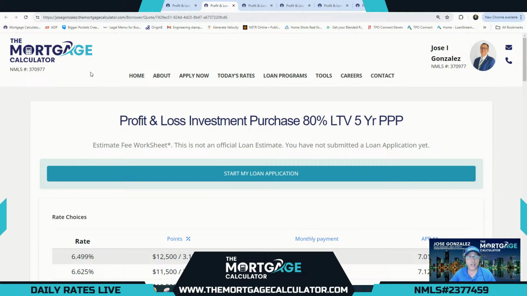80% is the more common LTV for this option, hence 6.499.